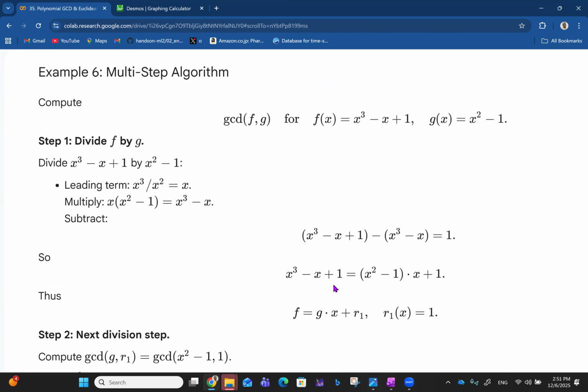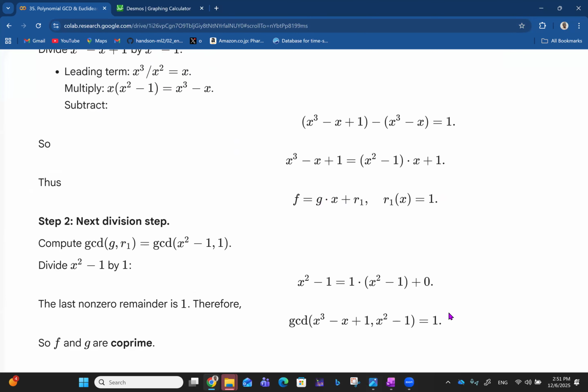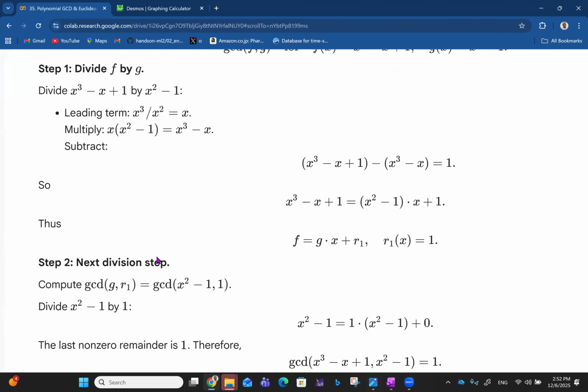So we now see that x cubed minus x plus 1 is equal to the divisor, x squared minus 1, times x. So in this case, f is g multiplied by x plus the first remainder, and the first remainder is simply 1. Now that you have got the remainder to be 1, you go for the next division step. You now want to find the GCD of g and R1. R1 is already a constant, so that makes life easy.